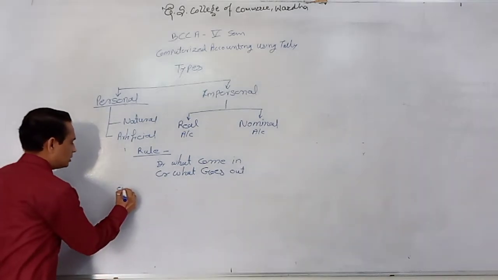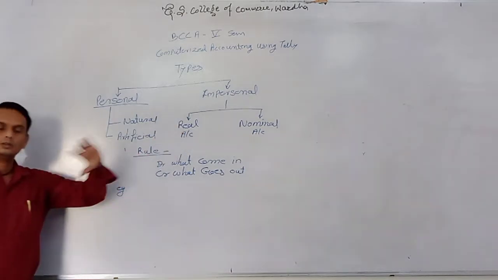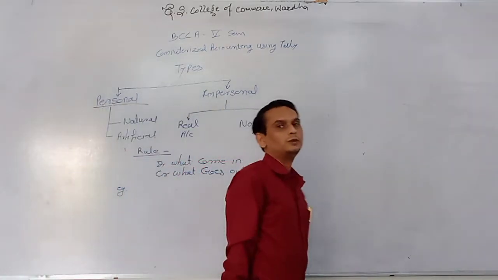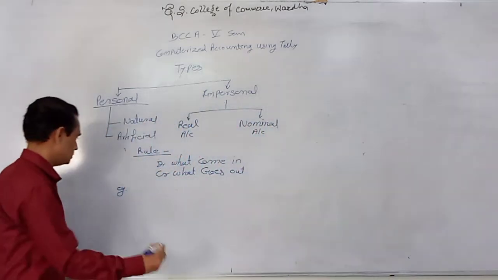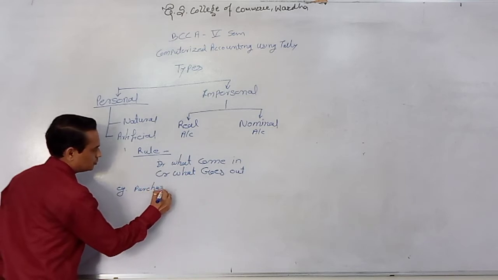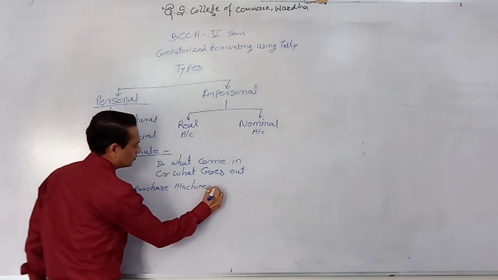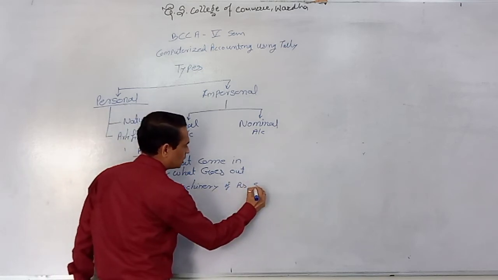So the example for that: real accounts are related with the assets, just like we purchase some machinery. Purchase machinery of rupees 5,000.